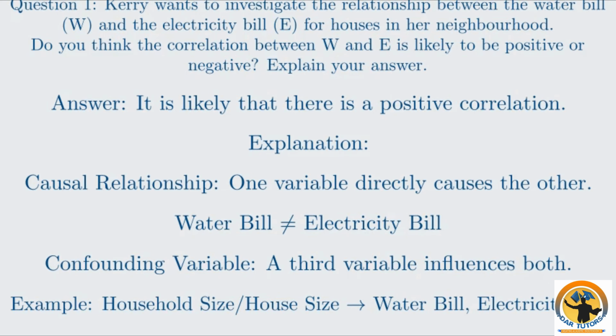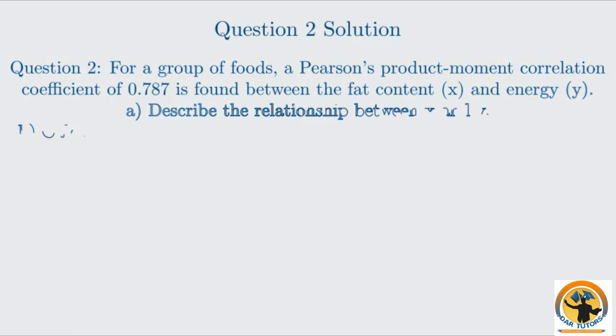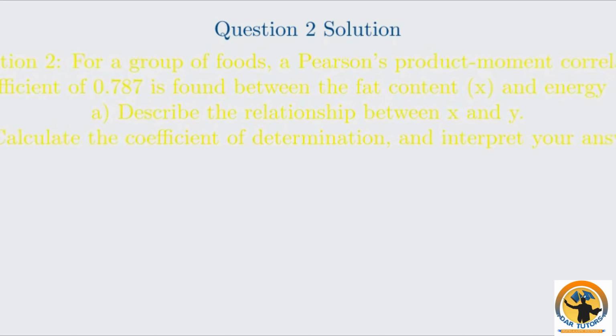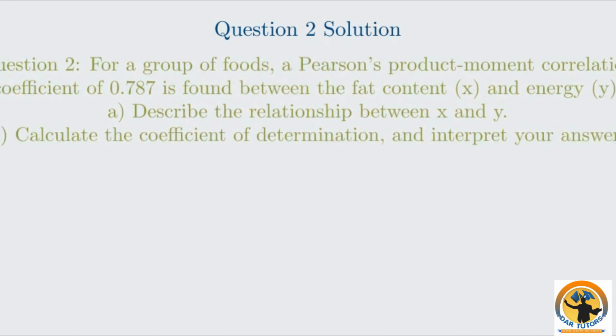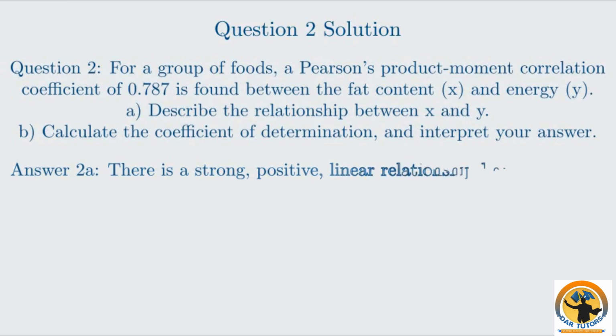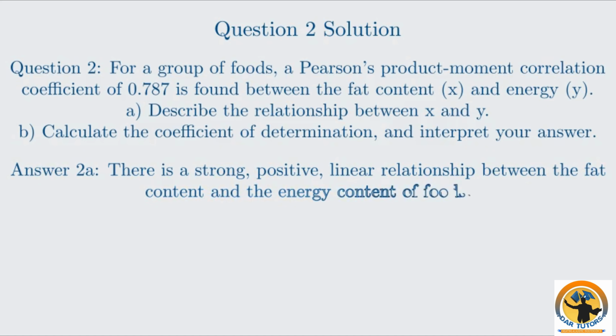Question 2 provides a Pearson's product moment correlation coefficient and asks us to interpret it and calculate the coefficient of determination. We are given that Pearson's Rp is 0.787 between fat content and energy in food. The coefficient Rp equals 0.787 is positive and relatively close to 1. This indicates a strong positive linear relationship. We can describe the relationship by saying there is a strong, positive, linear association between the fat content of foods and their energy content. In simpler terms, foods with more fat tend to have more energy, and this relationship is approximately a straight line. For part B, we need to calculate the coefficient of determination, r squared.